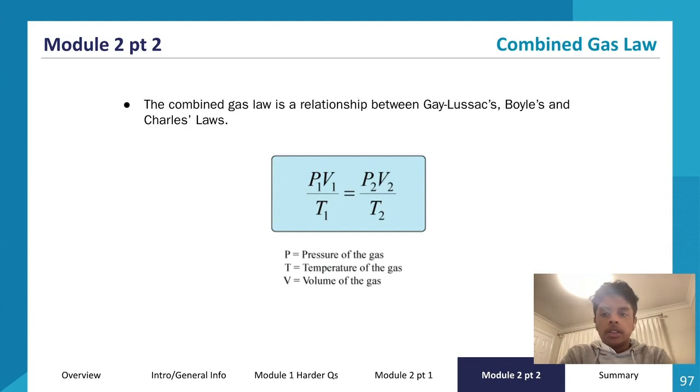All right, so now let's look at the combined gas law. The combined gas law is when you combine all of these. It's a relationship between Gay-Lussac's law, Boyle's law, and Charles' law. P1 V1 over T1 is equal to P2 V2 over T2. It involves the pressure of the gases, the temperature of the gases, and the volume of the gases, and the relationship between all three of them.